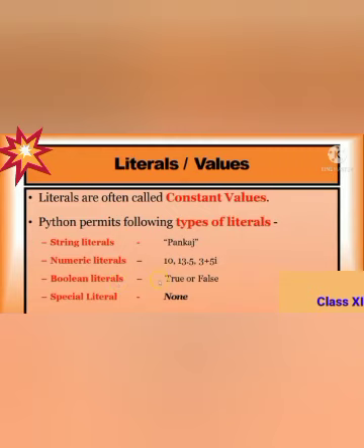Next is the boolean literals. Boolean literals include two values: they are true or false. Next is the special literal that includes only one type, that is None. None is a special literal.